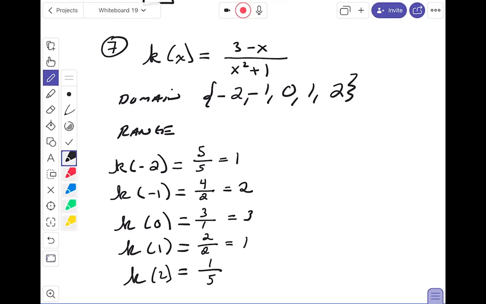So now I know my range. I'll write the numbers down for you. I like to write them in order, by the way. The smallest number there is 1/5. That's taken care of. What's the next number I see? 1. What's the next number I see? 2. The next number I see is 3.